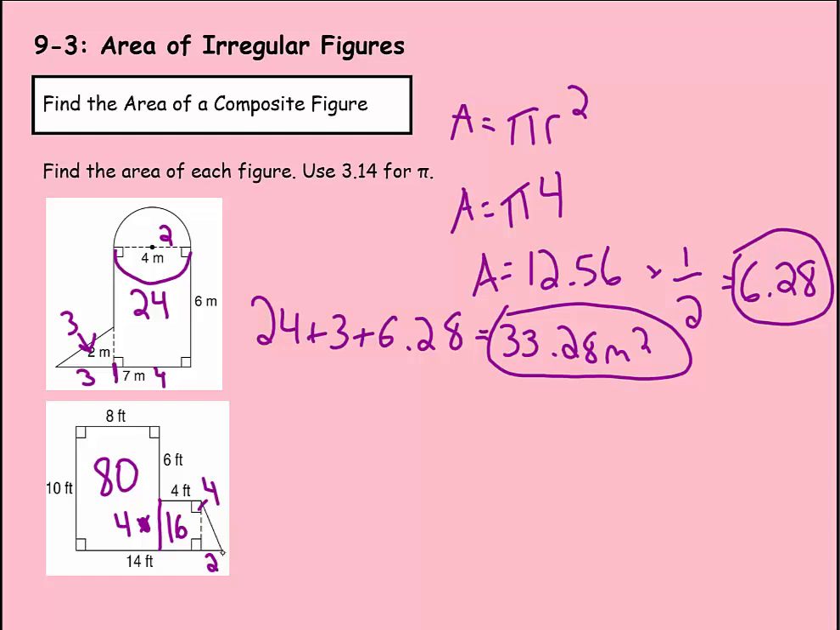So the area of a triangle is length times width divided by 2. So 4 times 2 is 8, divided by 2 is 4. So I found the area of this rectangle plus the area of the square, now the area of the triangle. Add those together to get our full area. 80 plus 16 plus 4, that's going to give us an answer of 100. And we're going to answer that in feet squared.